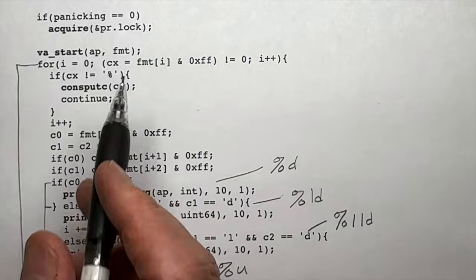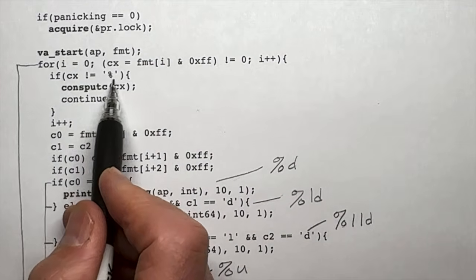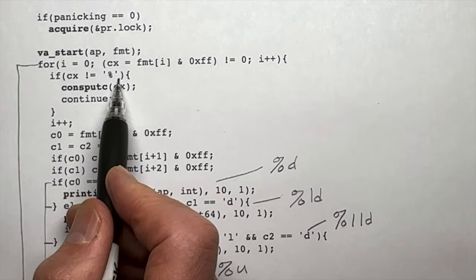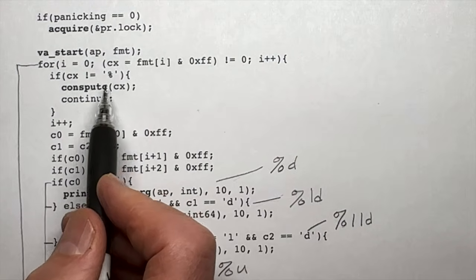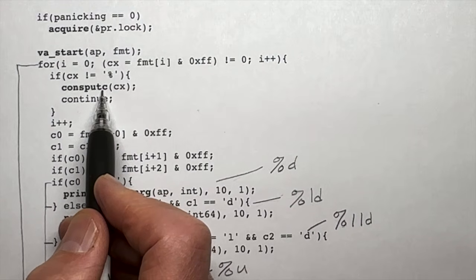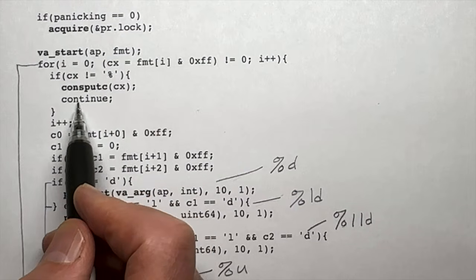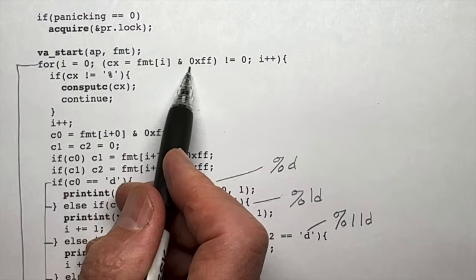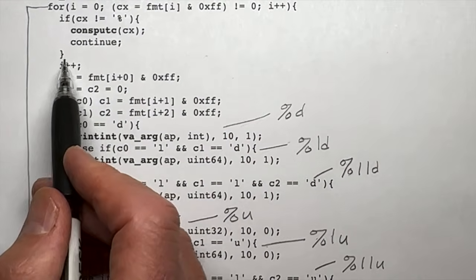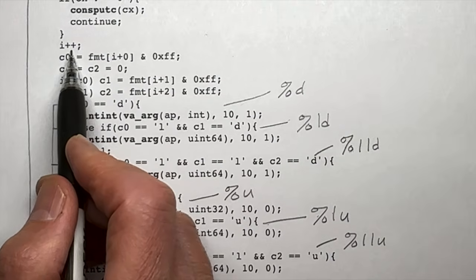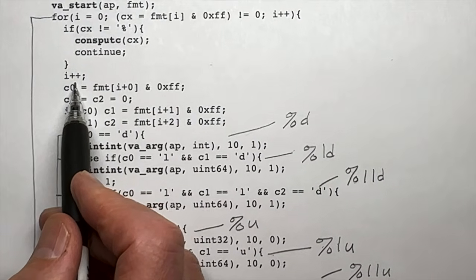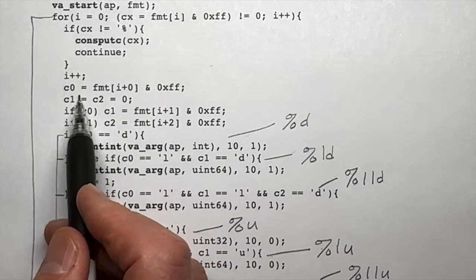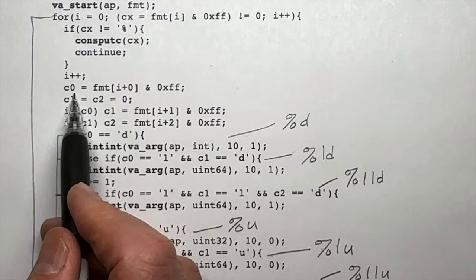The first thing we do is ask if it is a % sign, which signifies a formatting code. If not, we print the character by calling consputc, and we're done. The continue just moves on to the next loop iteration, and we look at the next character. Otherwise, we have a percent sign, so we increment I to skip past it. Then we grab the next character after the percent and put it in C0.